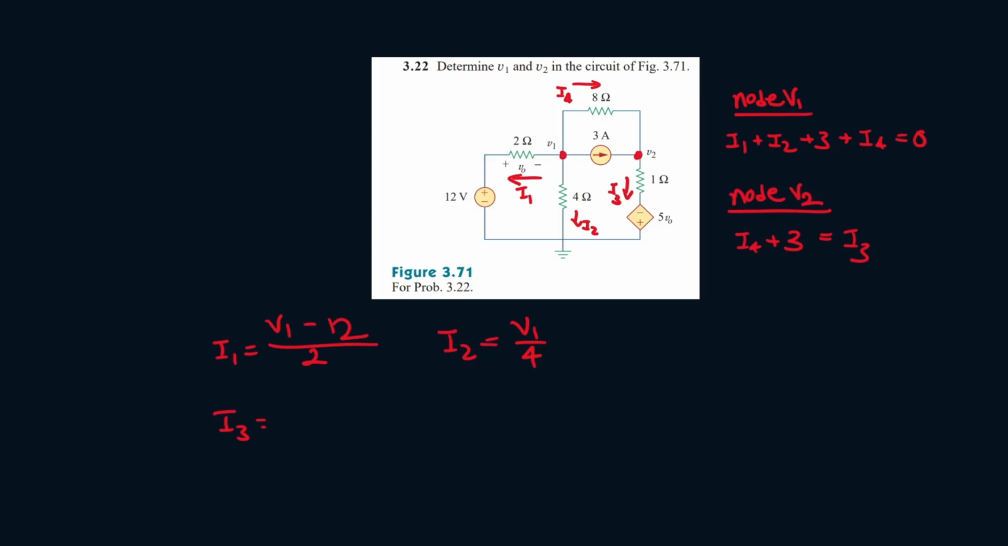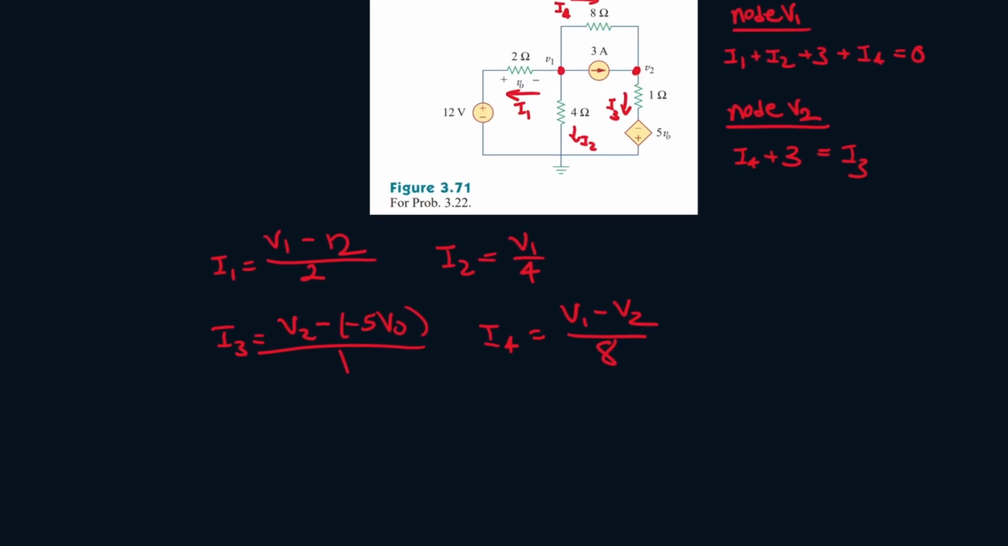For I3, it's high potential minus a low potential. So it's V2 minus 5VO. It's minus 5VO because we're hitting the negative direction, negative point first. So see, for this one, we hit the positive point first, so it was minus. So it was V1 minus positive 12. But this one, it's V2 minus 5VO, and this is all over 1. Now the last one, I4, it's high potential minus a low potential all over 8 ohms.